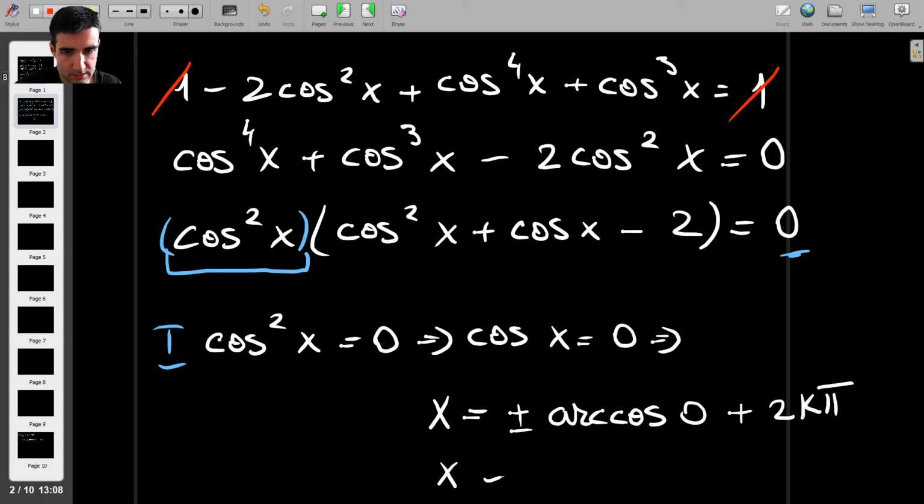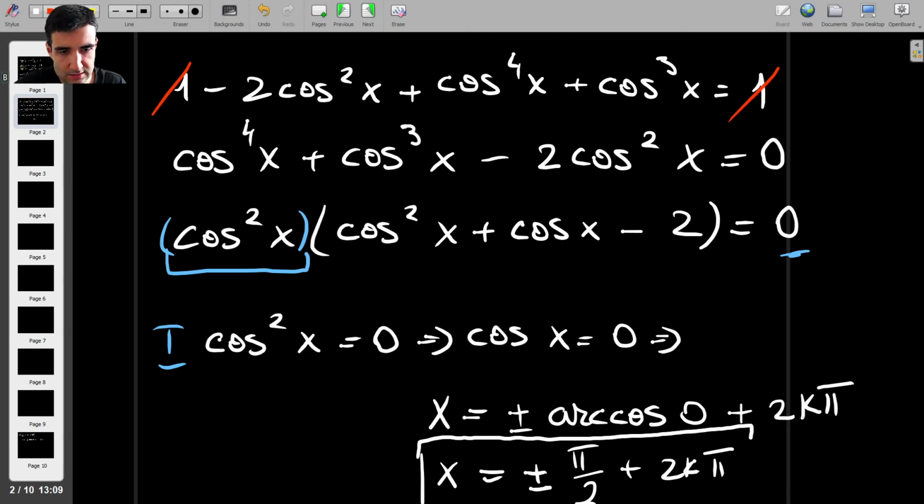So x is going to be equal to, now we're thinking, what's arc cosine of 0? You can use a calculator if you want at this point, or you can ask yourself the cosine of what angle is 0. The answer would be plus minus pi over 2, plus 2k pi, because cosine of pi over 2 is actually 0, and arc cosine of 0 is pi over 2. And that is not just one solution, it's more like one set of solutions. So x is plus or minus pi over 2 plus 2k pi.